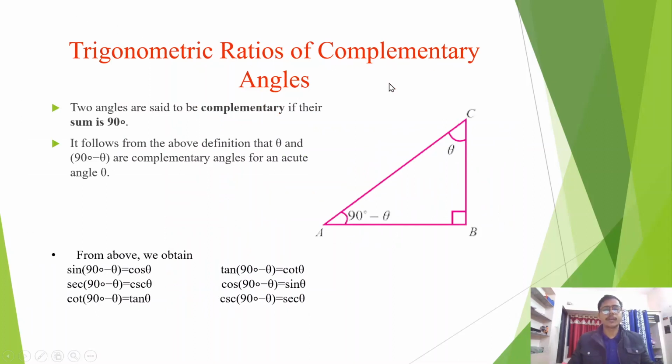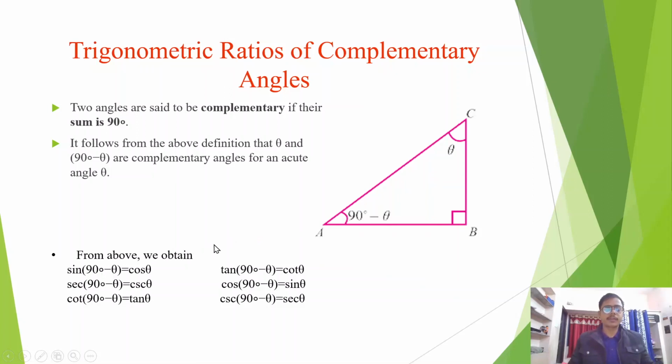Trigonometric ratios of complementary angles. First of all, let's understand what a complementary angle is. Two angles are said to be complementary if their sum is 90 degrees. In the given triangle ABC, angle B is 90 degrees, angle C is theta and angle A is 90 minus theta. Angle A and angle C are complementary to each other because the sum of these two angles is equal to 90 degrees.